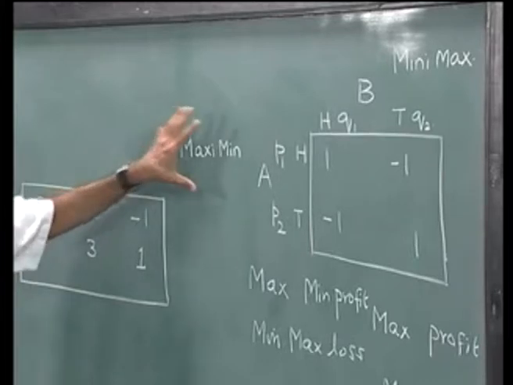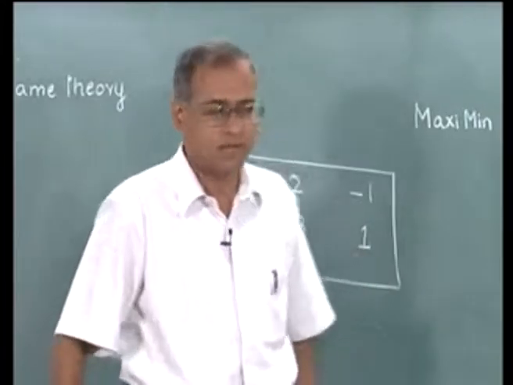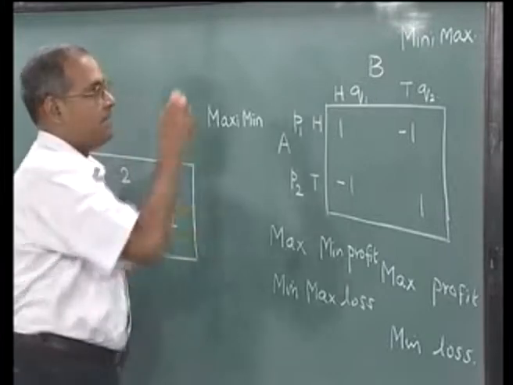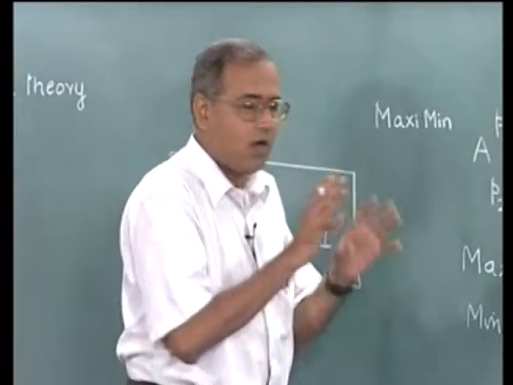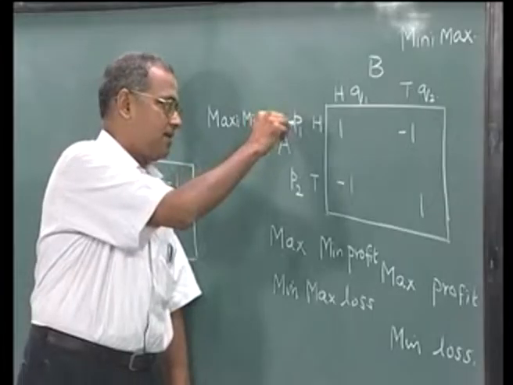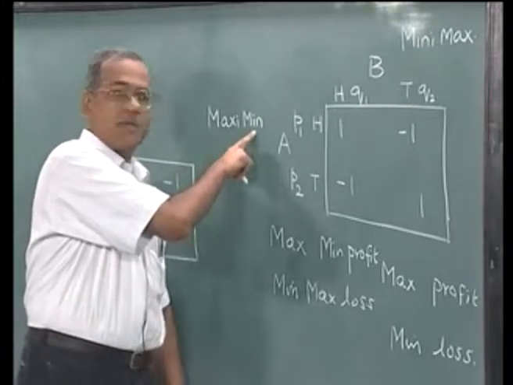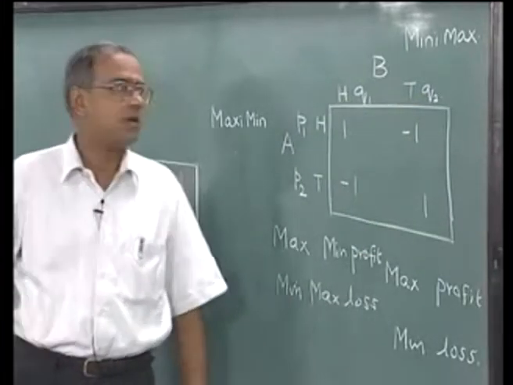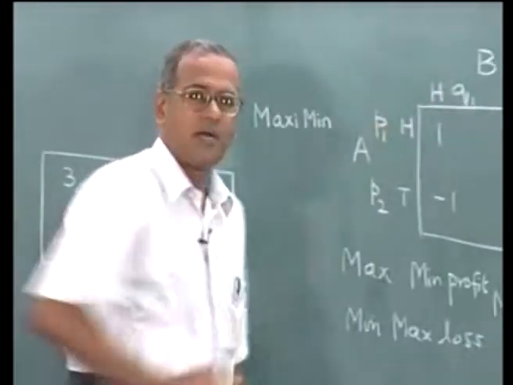So, assuming that both of them are intelligent players and it is a 2-person zero sum game, the objective shifts to what is called a maxi-min profit for A and mini-max loss for B. Now, how do we solve? The problem now becomes: what is the proportion of times A will play this and this, P1 and P2, such that A maximizes the minimum profit, and what is the proportion of times B will play this such that B will minimize the maximum loss. So, we have to find out this P1 and P2.